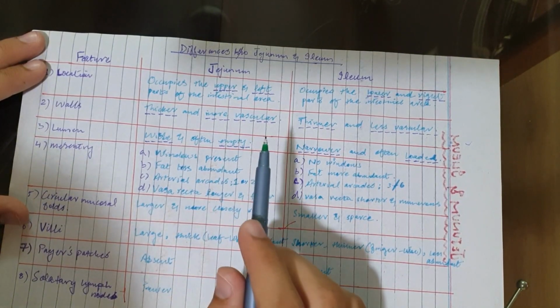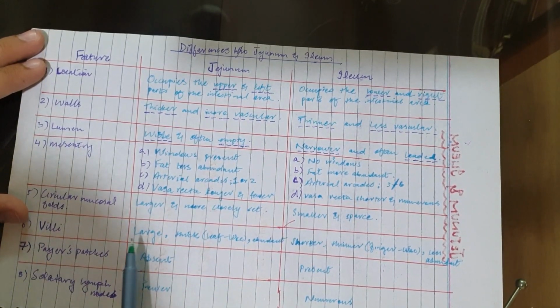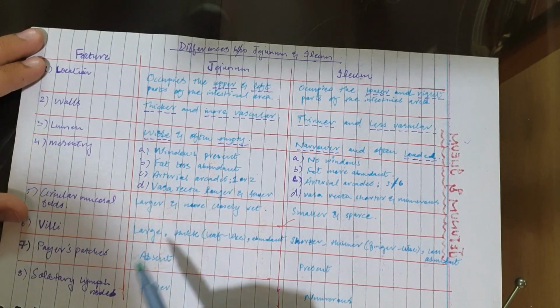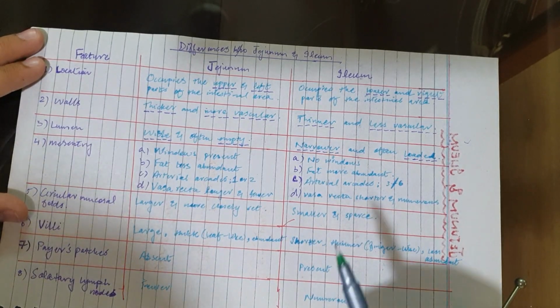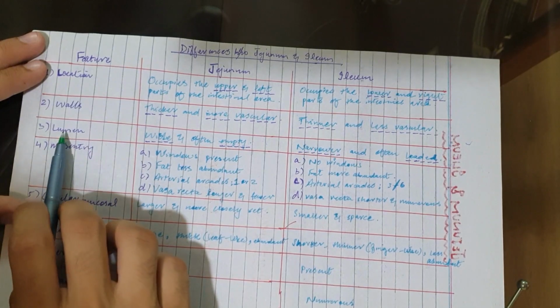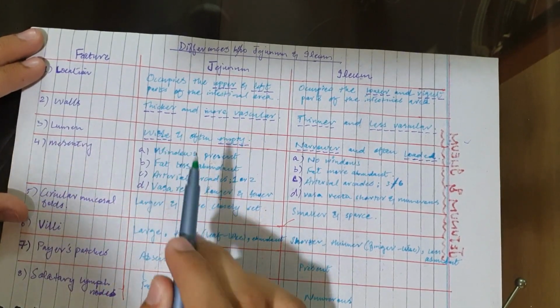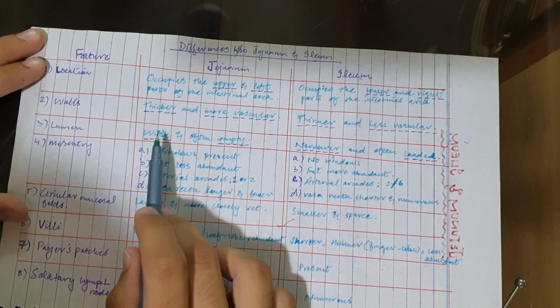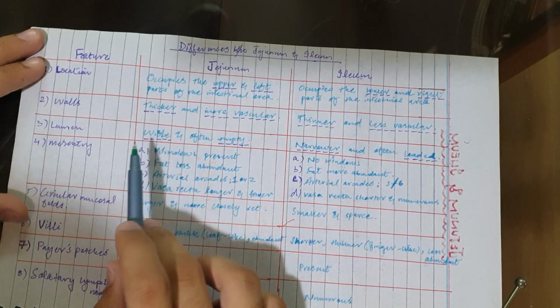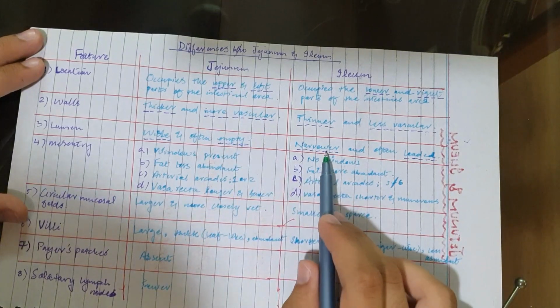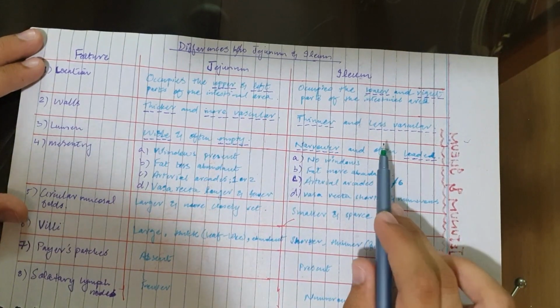Similarly, we'll talk about the villi. They are large, thick and abundant in the jejunum as compared to the ileum. It is also because of the same reason, that is absorption. So the lumen, it is wide. The lumen is the internal area inside the wall of the small intestine. It is wide and often empty in our jejunum, whereas it is narrower and often loaded in the ileum.